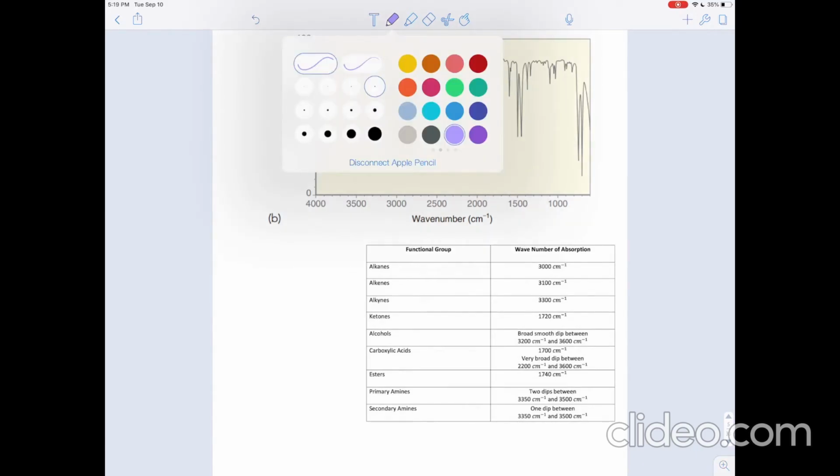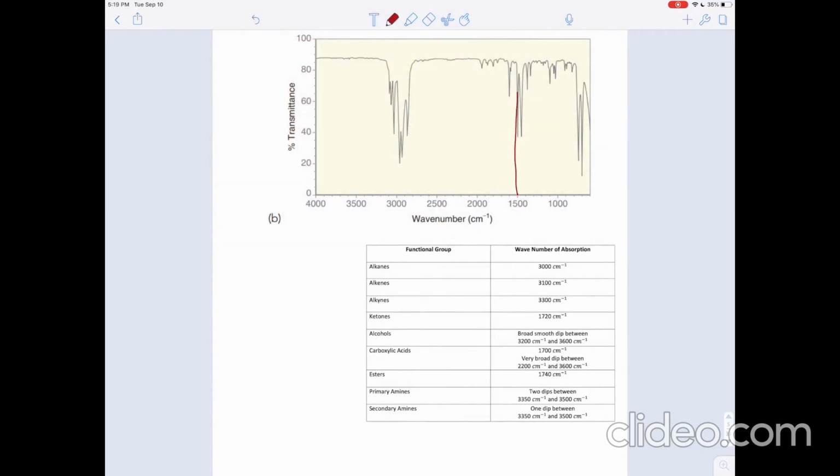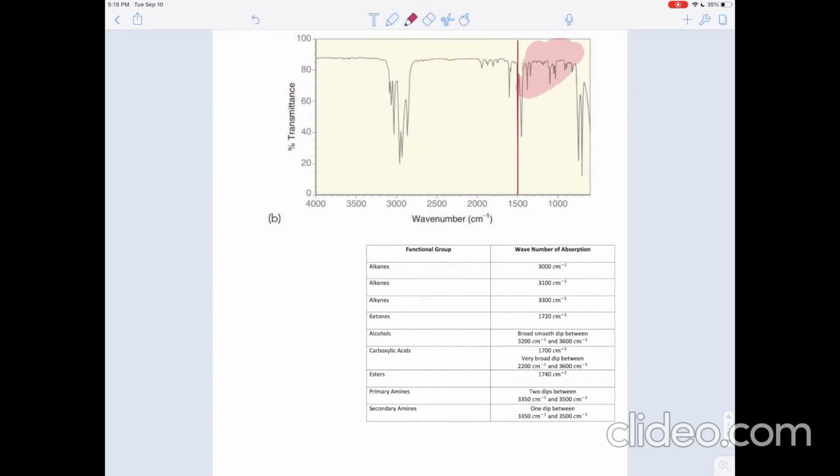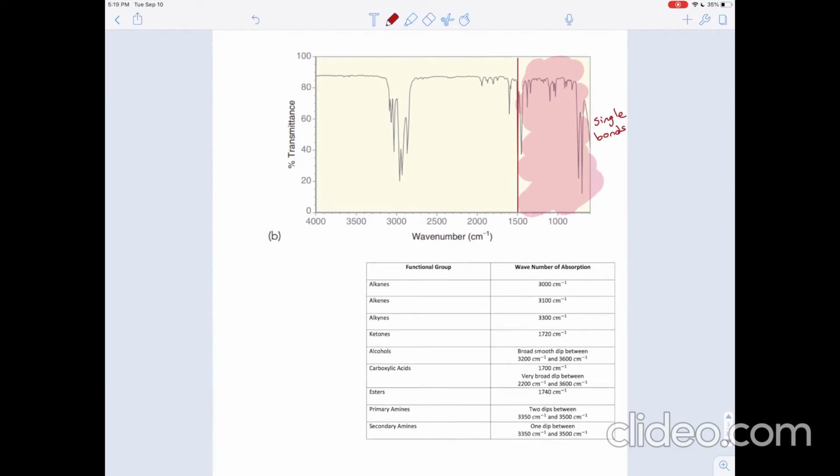Okay, you approach a spectrum, draw a vertical line at around 1500. Everything to the right of that is single bonds. So it's hard to read. Humans can't read it. A computer could compare it to a bunch of spectra in a database and see if it matches any, but it's too complicated for humans to read. It's unique to the molecule, though. That's the fingerprint region. Another useful place to draw a line is at around 3000.